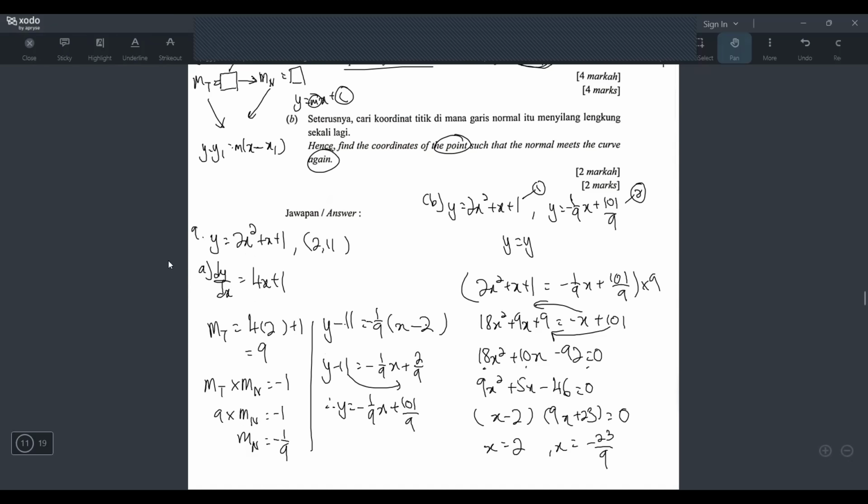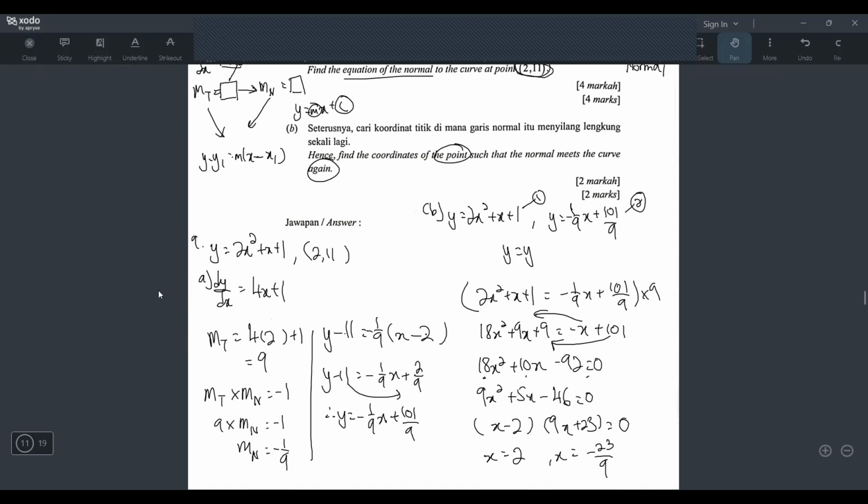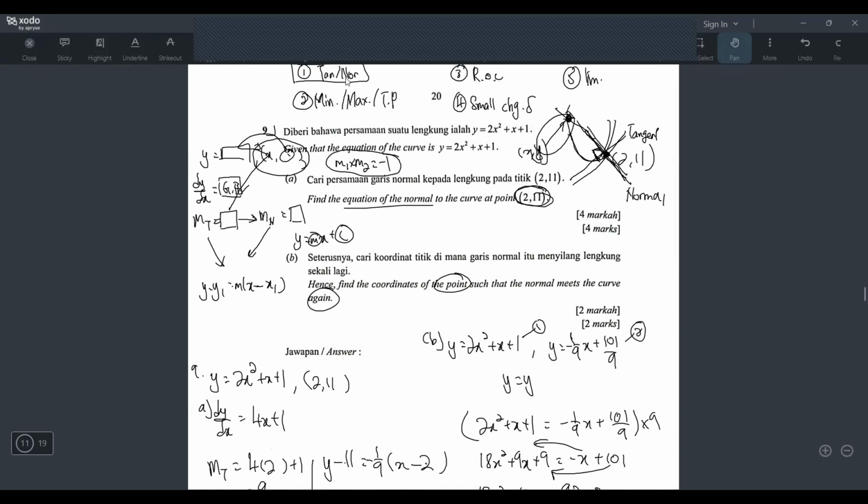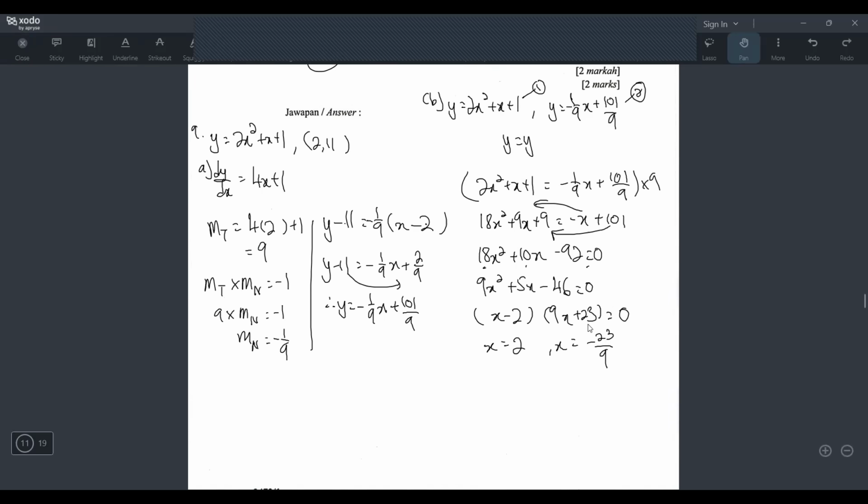Because they already said here, find the coordinates of points such that the normal meets the curve again. So we already know that the normal will meet the curve at 2, 11, right? I want the other one, all right? So this is the one I will use to find the y coordinate. So I'll substitute this back into my equation, and you can choose which equation you want to substitute. Either one will give you the same answer.